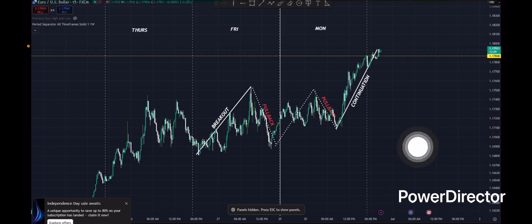All right, now I've marked off the breakout, pullback, continuation, right? But I do want to draw your attention here to breakout, pullback, and then here on Monday when we open, we trade sideways in this narrow range between the Asian and London session, okay? So this is a breakout, pullback, trading range, parabolic, trend continuation trade, okay?